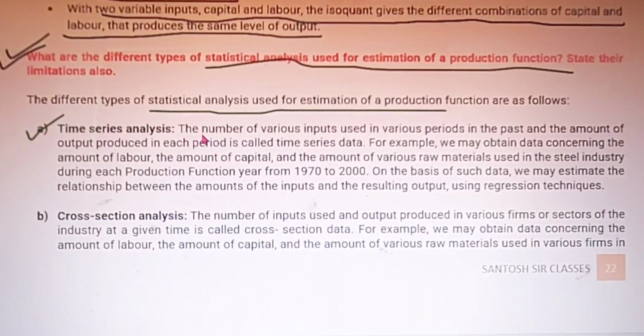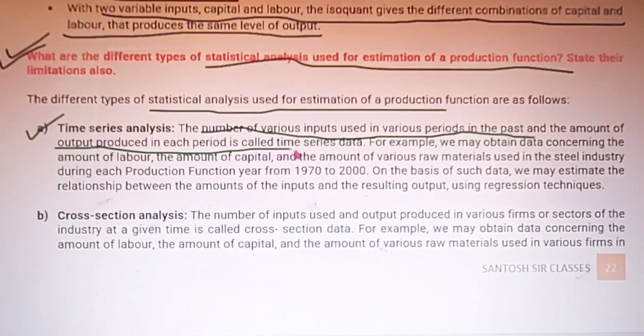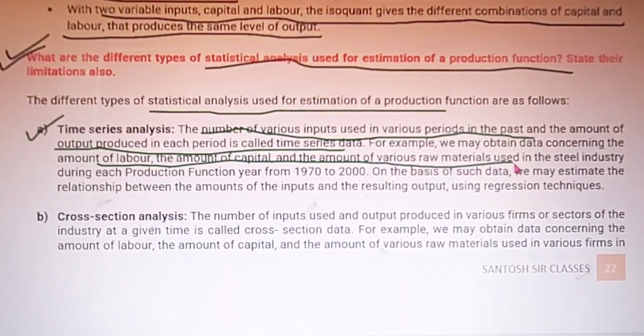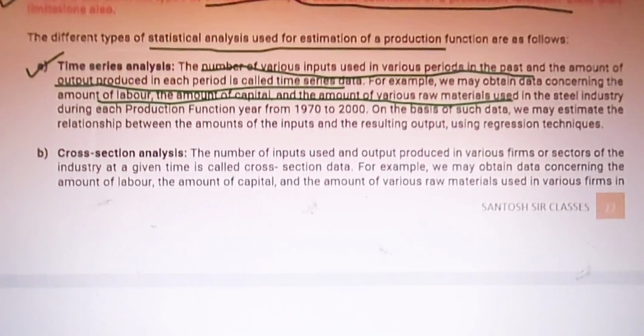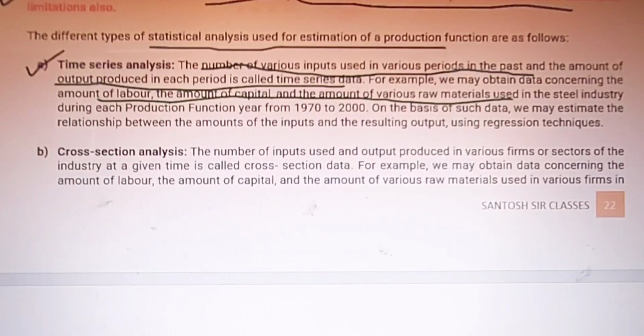What is this? The number of various inputs used in various periods in the past and the amount of output produced in each period is called time series. Okay. And generally, we may obtain data concerning the labor, the amount of capital, and the amount of various materials that we use here, in time series. All past data are connected, and on the basis of this, the estimation is done.